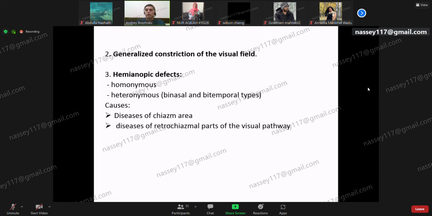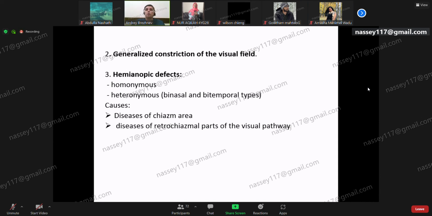And the last group of visual field defects is the so-called hemianopic defect. Hemi means half, an means absence, opia means vision. So hemianopic defect means absence of one half of the visual field. And according to the type of the defect, there exist homonymous and heteronymous hemianopic defects. Heteronymous may be binasal and bitemporal. In the next several slides, you will see examples of such defects.